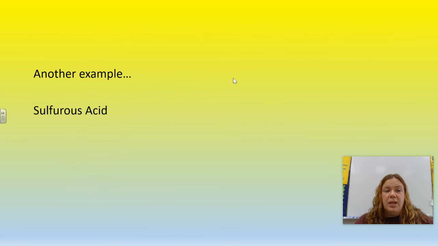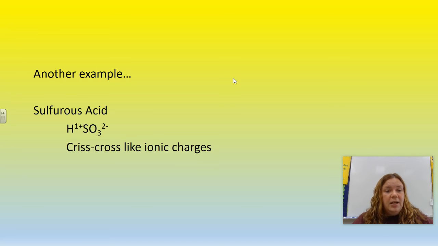Let's check another one. Sulfurous acid. So we have H +1, because it ends in ous, it comes from ite. Ite is sulfite, SO3, with a 2- charge. A lot of times I remember these ites go with ous and ates go with ic. The way that I like to remember it is I ate Brussels sprouts and it was icky. So you can insert whatever you don't like in there. We're going to crisscross like ionic charges, and so we'll get H2SO3. We want to keep the whole SO3 intact, just like a polyatomic.